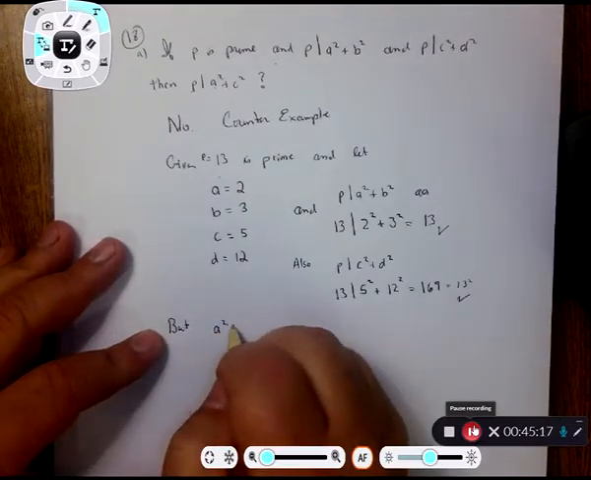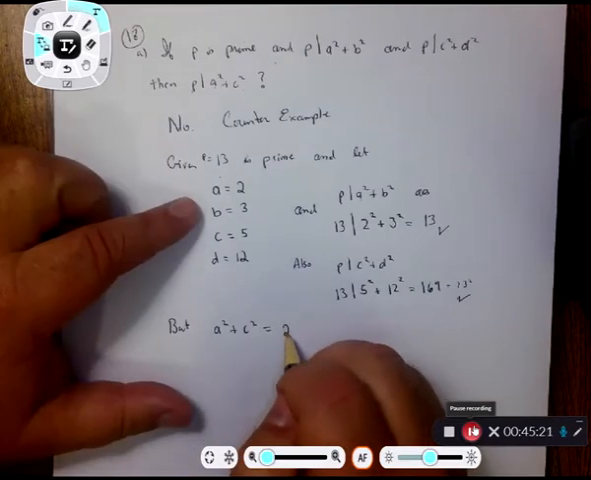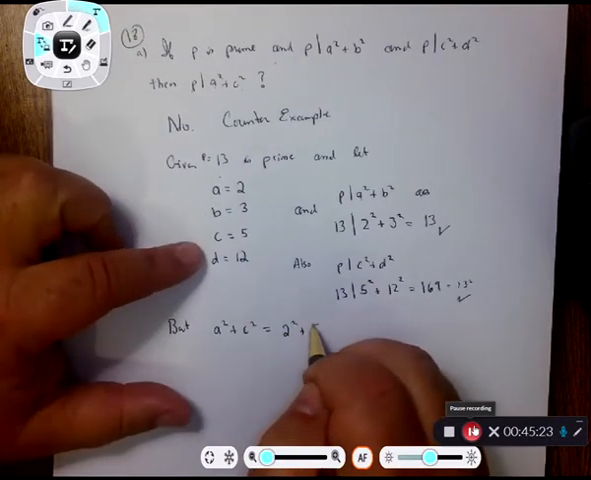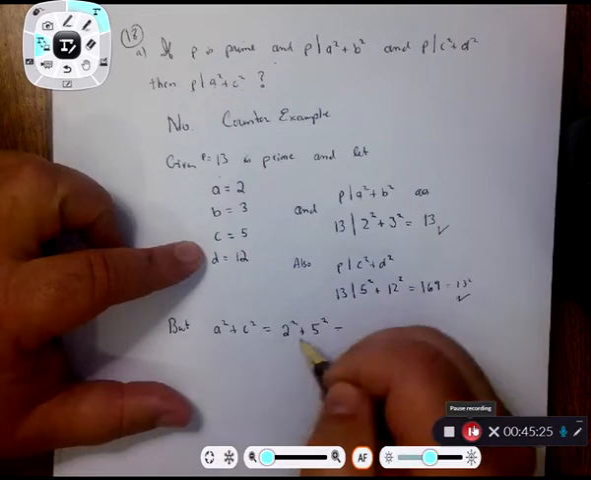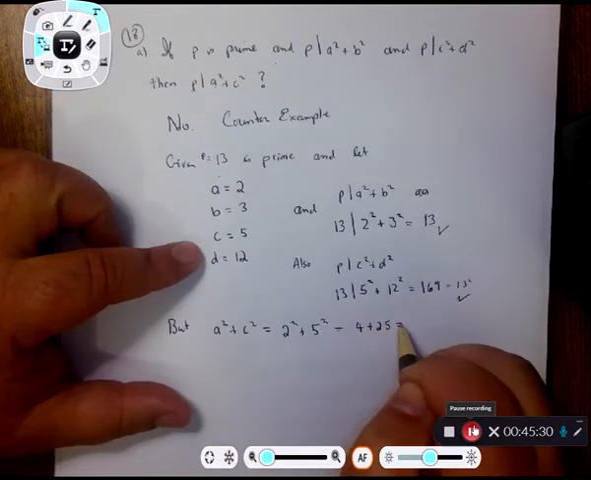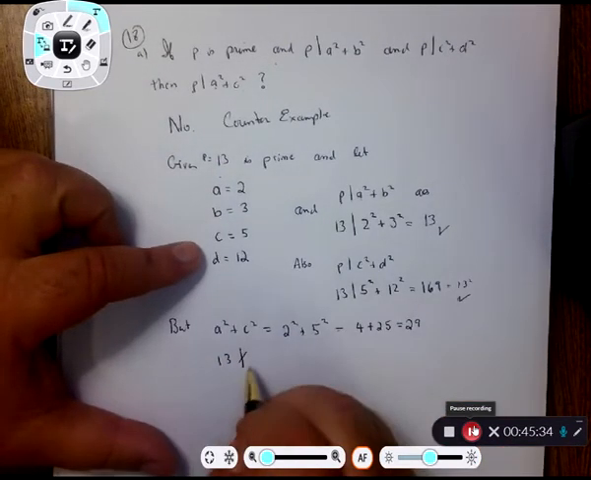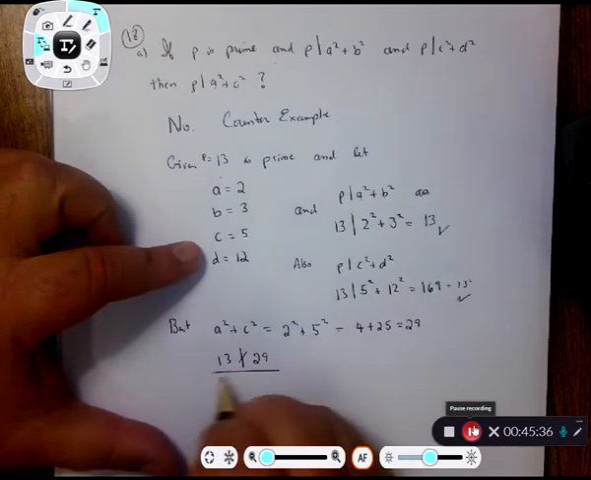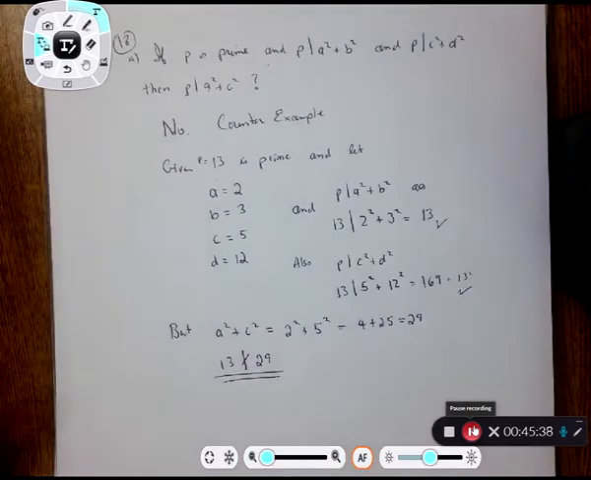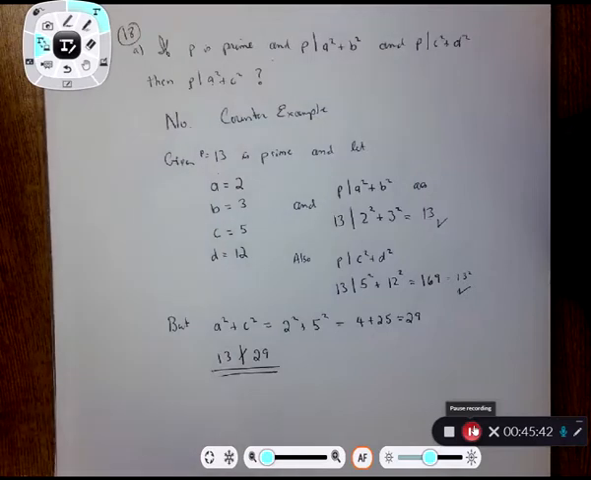A squared plus C squared would be equal to A, which was 2, 2 squared, plus C, which is 5 squared. 2 squared is 4. 5 squared is 25. That's equal to 29. And 13 does not divide 29. And there is my counterexample. So this thing is actually false. Okay?